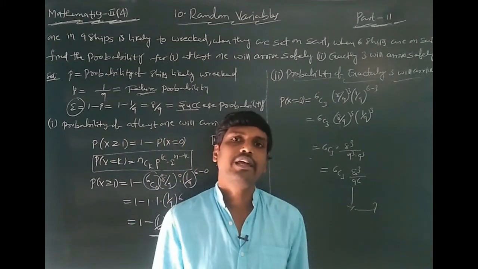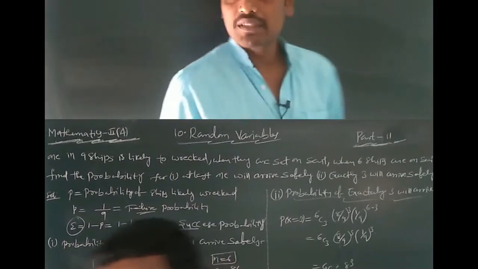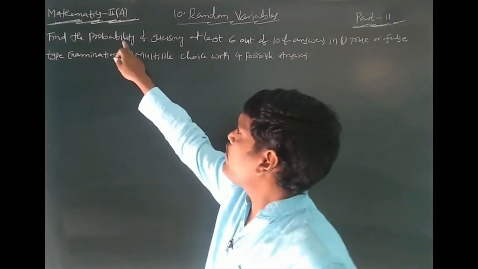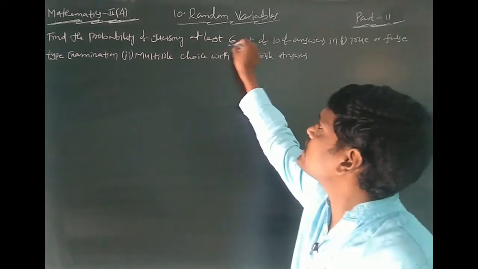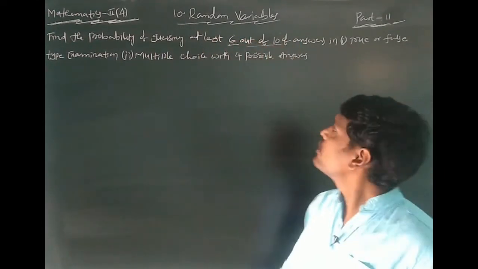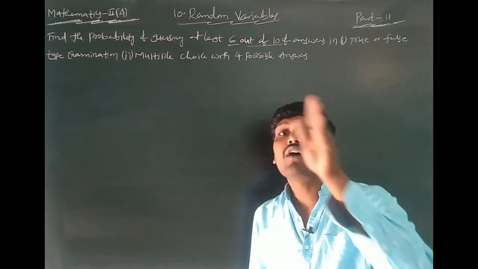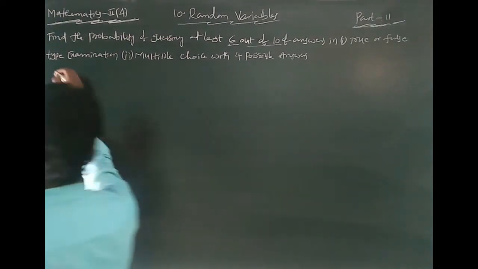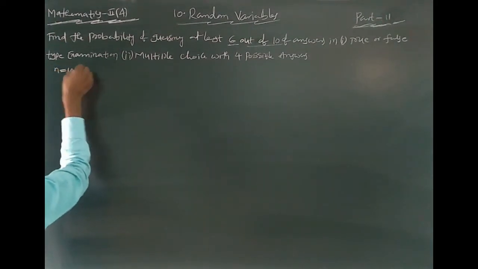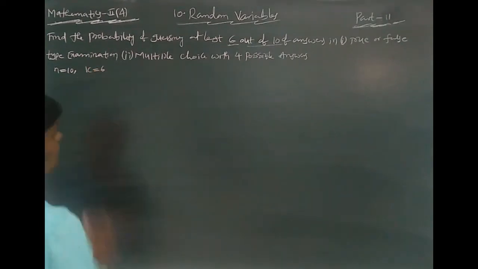This is a very important 2 marks problem in IP examination. Next problem is find the probability of guessing at least 6 out of 10 answers. Guessing 6 answers out of 10 answers. Total how many answers here? 10 answers. N value is 10. You can guess how many answers? 6 answers. K value is 6 here given.